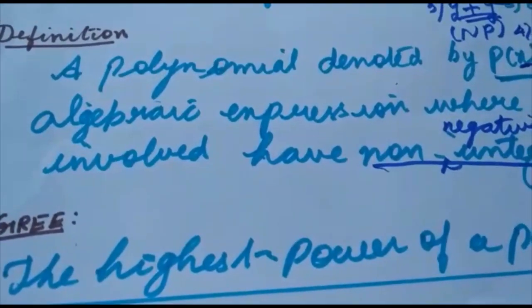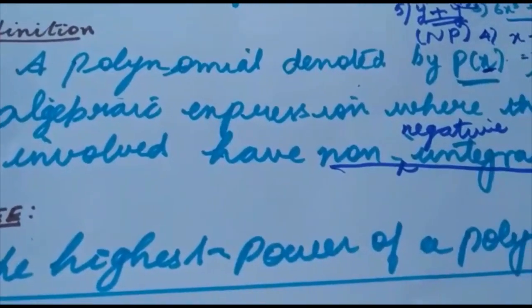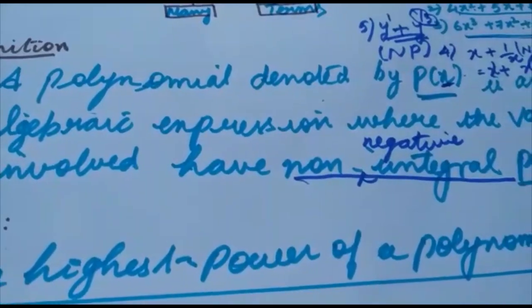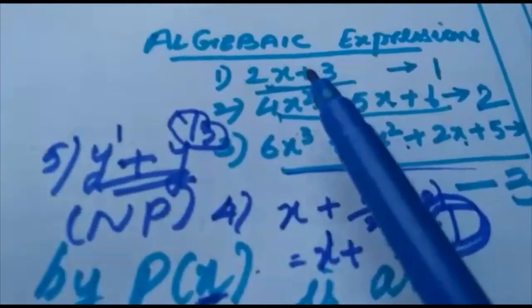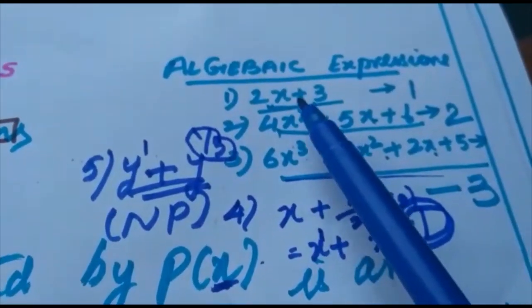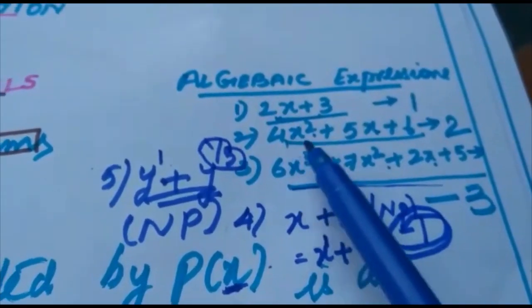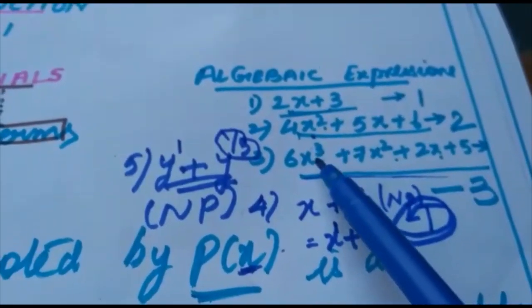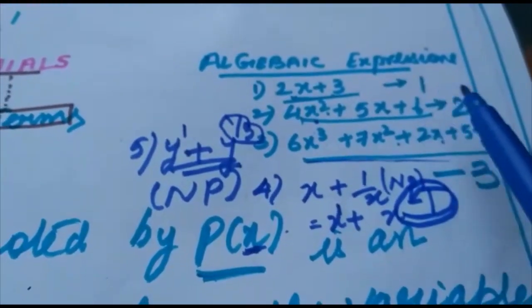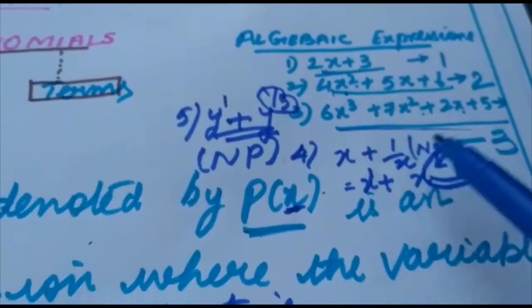Next comes the degree of a polynomial. What do you mean by the degree of a polynomial? The highest power of an algebraic expression is called the degree of a polynomial. Again, coming to the same example, what is the highest power over here? 1. If we consider the second expression, what is the highest power over here? 2. Here, 3. So, you call these 1, 2, 3 the degree of the polynomial.